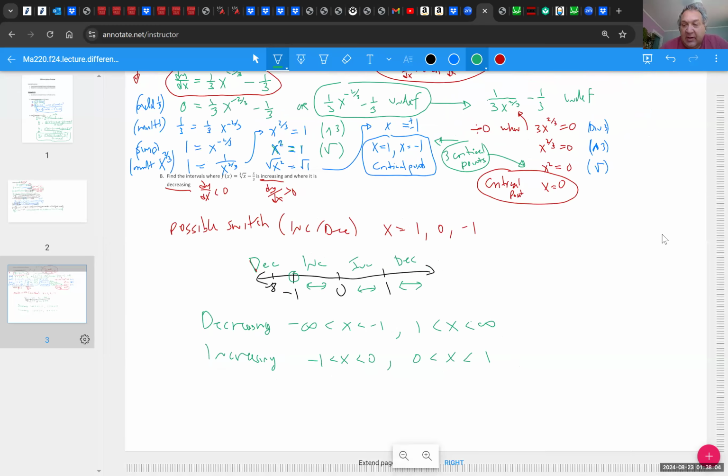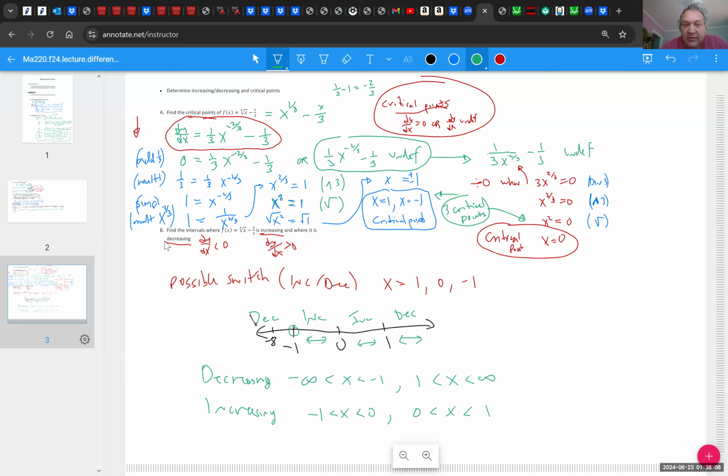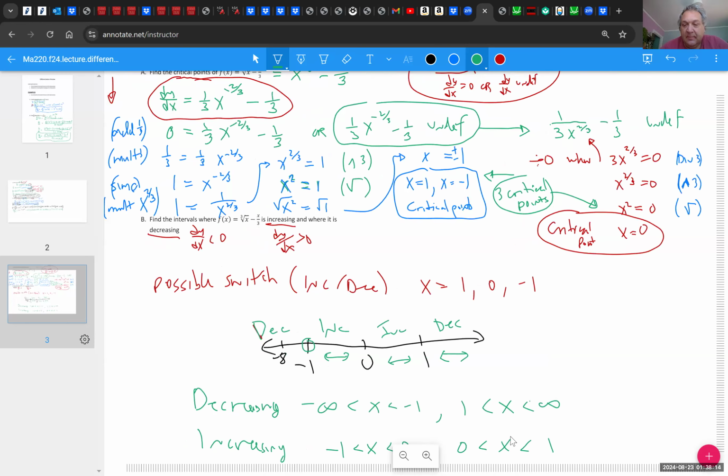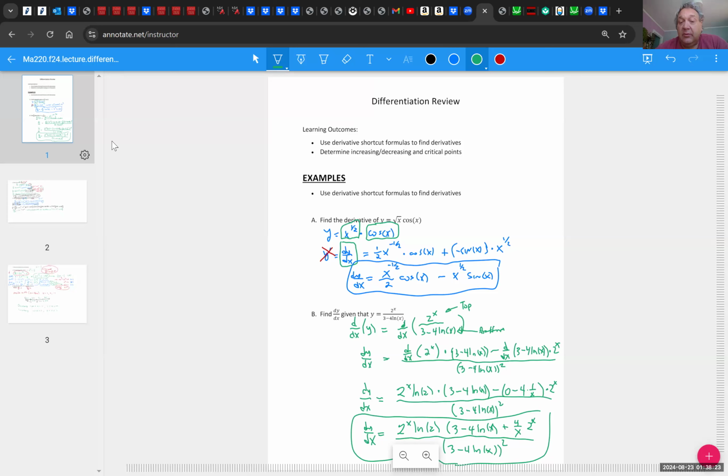And that answers question B, which is, oops, there it is, find the intervals where the function's increasing and where it's decreasing. All right, well, that's the last problem I have prepared for the lecture on differentiation review. Hopefully you now have a better idea how to use the derivative shortcut formulas to find derivatives and how to determine increasing, decreasing, and critical points.